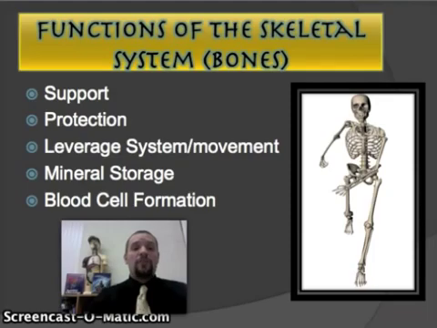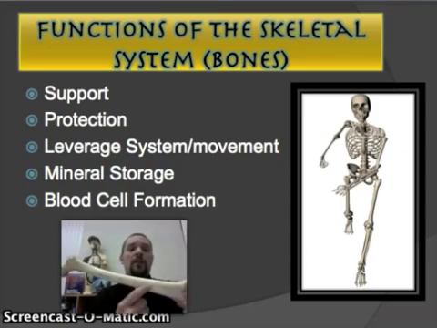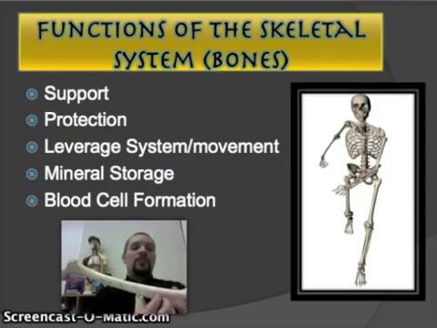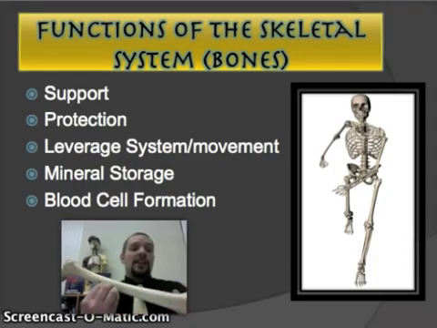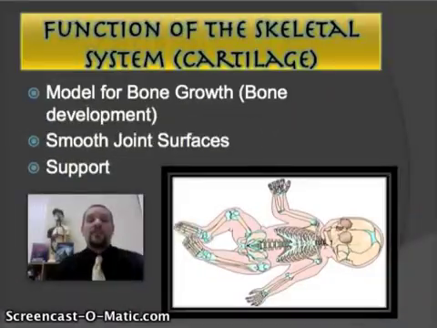We'll also have blood formation. Blood cell formation is going to occur within our bones. When we look at the red bone marrow that's inside of our bone, that's where we start and make our red blood cells that will eventually move out of our bones and get into our bloodstream. So cartilage also plays a major role in bone development.